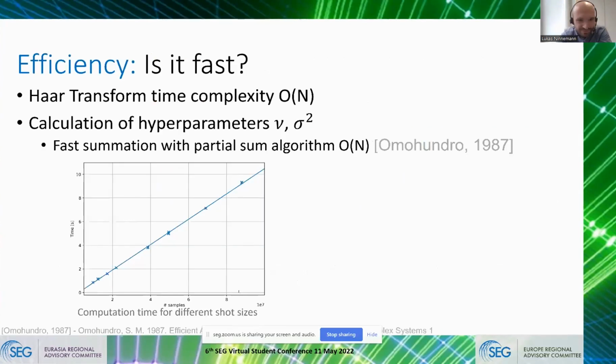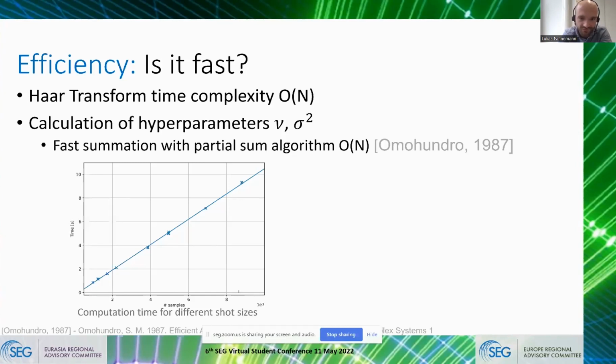And now, last but not least, the efficiency. Is it fast? And the wavelet transform is indeed very fast. It's got a linear time complexity, which means the computation time increases linearly with the problem size, which is better than the fast Fourier transform, for example. And the calculation of the hyperparameters can be done with a fast summation algorithm called the partial sum algorithm, also in linear time. And this means the whole algorithm can be done in linear time and is indeed very fast.